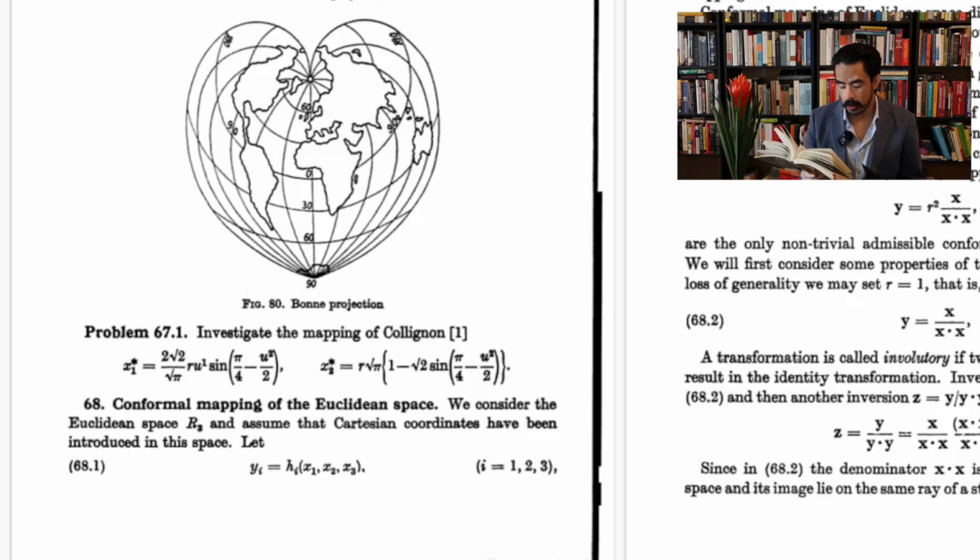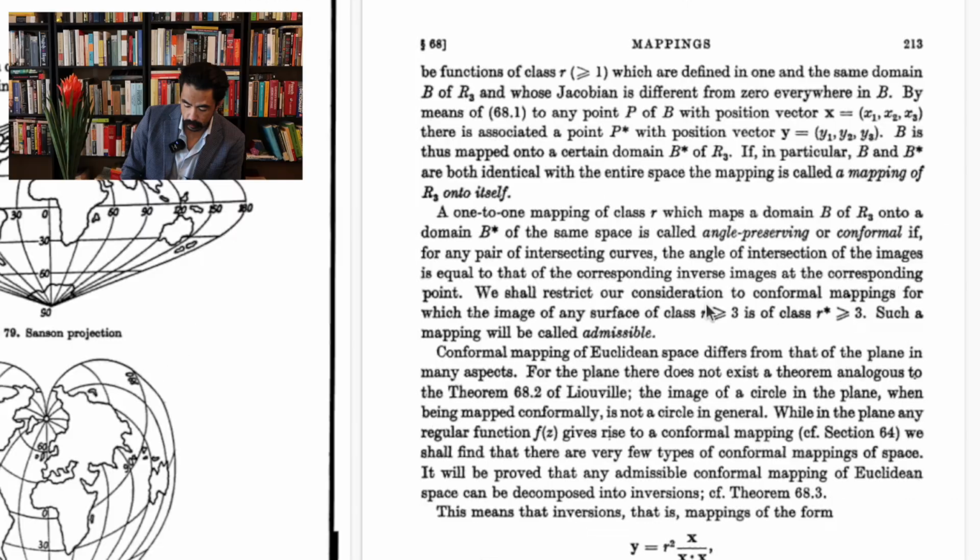Let y_i equal the function h_i of (x1, x2, x3), where i can be 1, 2, or 3 respectively, be functions of class r greater than or equal to 1, which as we know means that they are at least 1 times differentiable, and that out of all of them, these components' derivatives do not all go away to 0, which are defined in one and the same domain, capital B of R^3, whose Jacobian is different from 0 everywhere in said domain B.